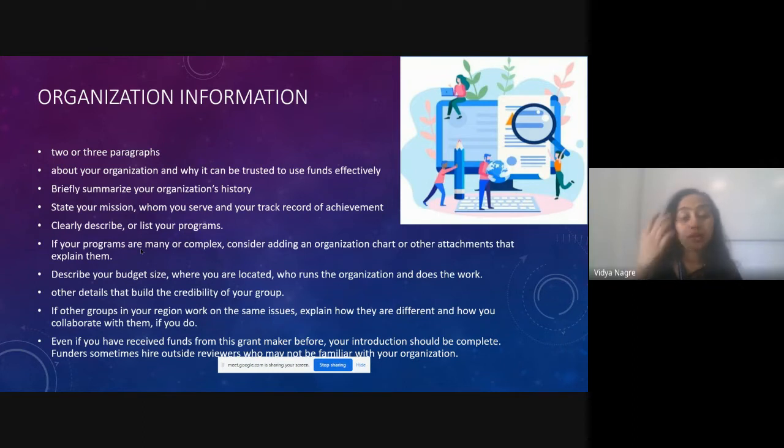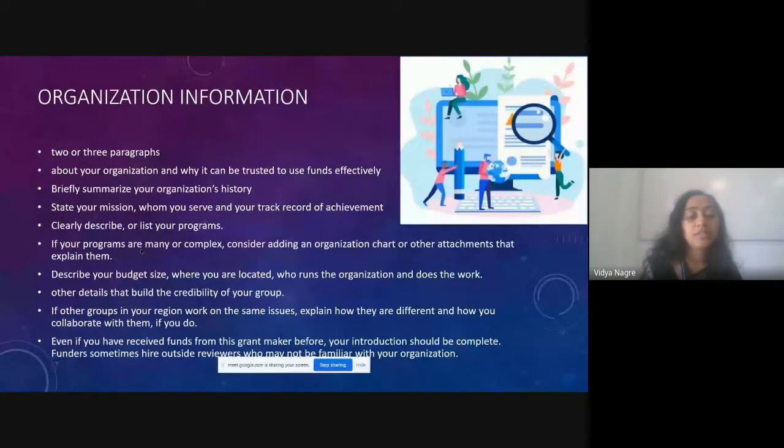A very important part after this is to describe your budget size, where you are located, and who runs the organization and does the work. So who is going to take the major responsibility? Include information about your director or employer, the employees and your whole team. You can share the resumes, list their names along with their qualifications, their work experience, and the salary that you pay, and other details that build the credibility of the group. So these are some other details you can add.